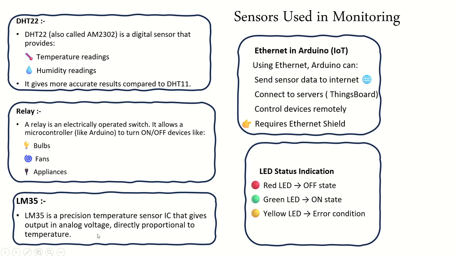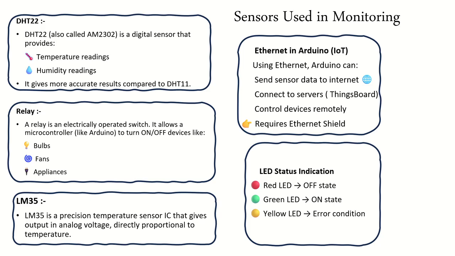Next is LM35. It is a precision temperature sensor IC that gives output in analog voltage directly proportional to the temperature. We use LM35 in our Node 1 program, and we have connected it to A0. Next is our Ethernet in Arduino. We have used an Ethernet shield in both programs to connect to the internet.